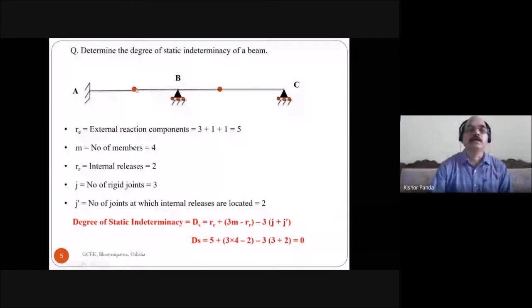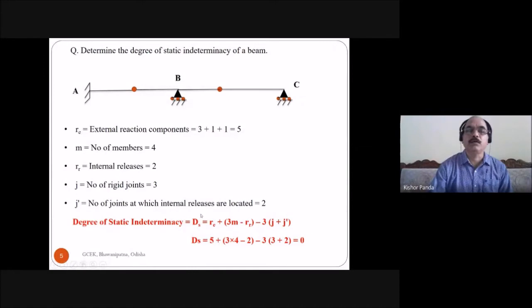Here you see this is the internal hinge. This is your internal hinge, and this is your fixed end, fixed support, and this is roller support, and this is also roller support. You have to find out the degree of static indeterminacy of a beam. So using this equation, you can find out the degree of static indeterminacy.